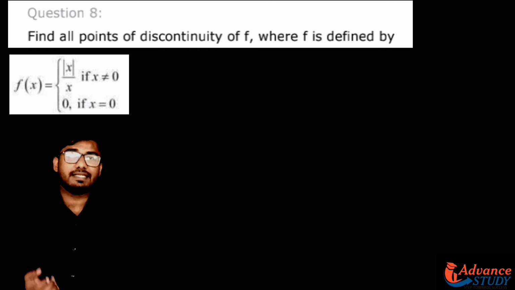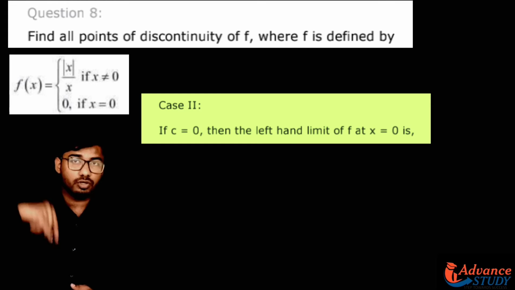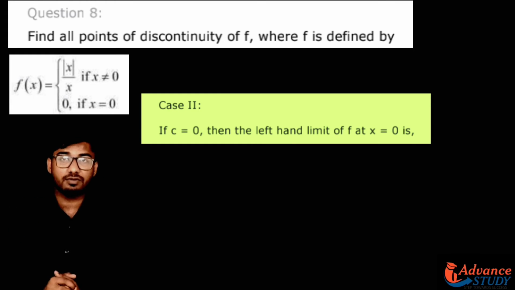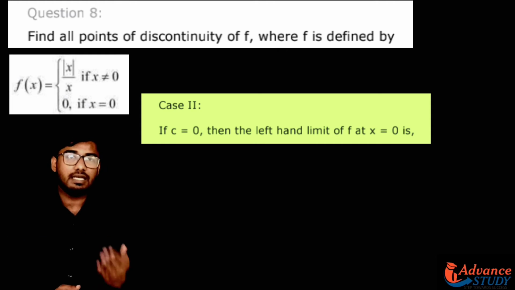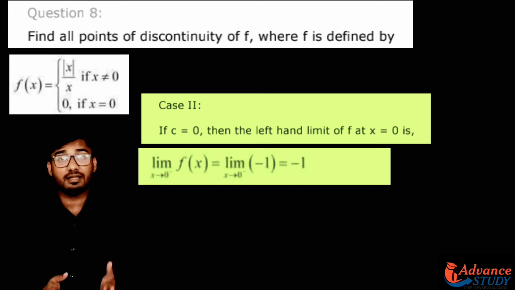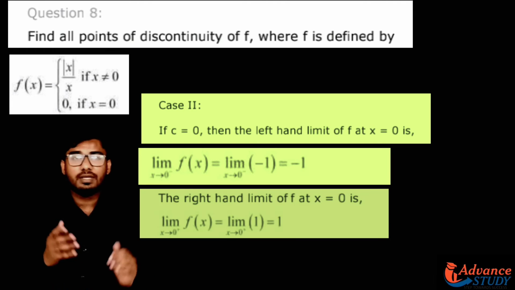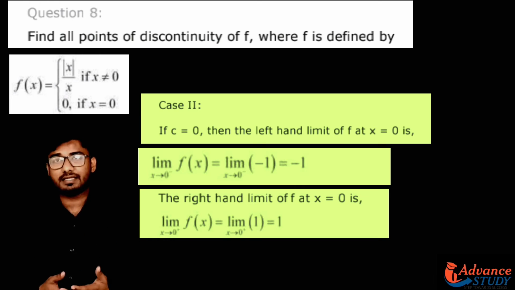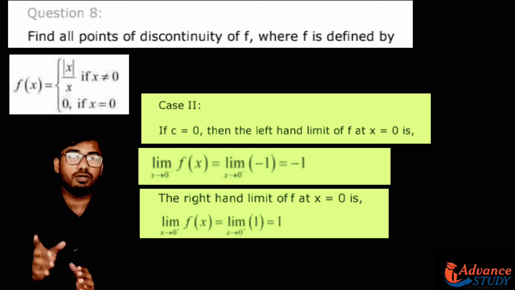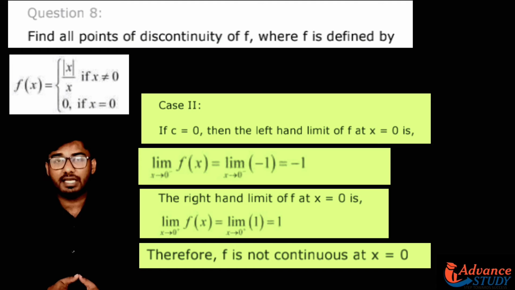Okay, so in case second, when c is equal to 0, we have two more cases: we have to take the left hand limit and the right hand limit of the function. So limit x tends to 0 negative, it means the left hand limit, so f(x) is equal to limit x tends to 0 negative of -1, the answer will become -1. Okay, so limit x tends to 0 positive, it means the right hand limit of the function, so limit x tends to 0 positive of 1 equal to 1. Not continuous, because left hand limit and right hand limit both are not equal.